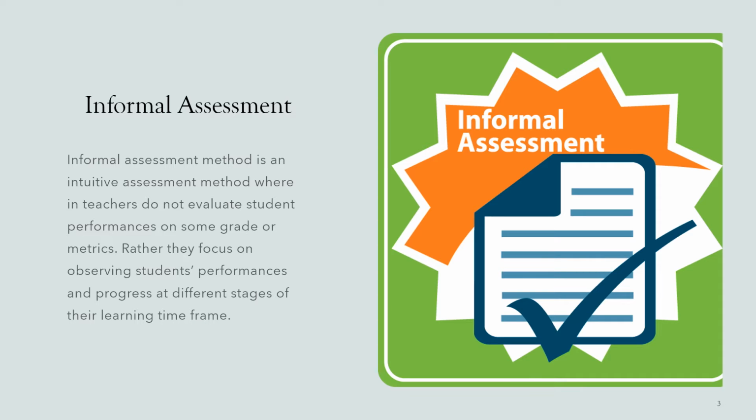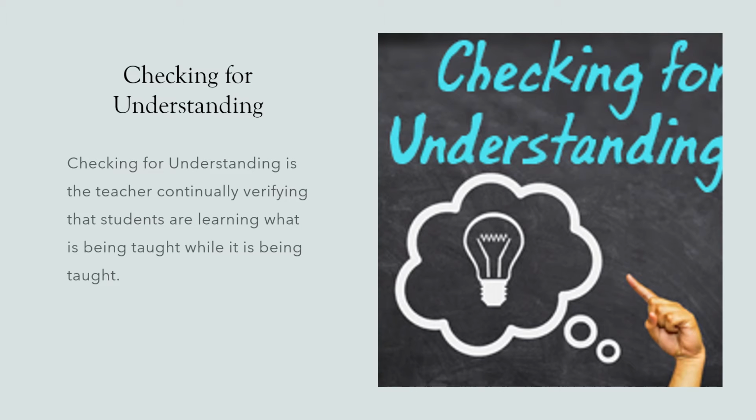Informal assessment. Informal assessment method is an intuitive assessment method wherein teachers do not evaluate student performance on some grade or metrics. Rather, they focus on observing students' performances and progress at different stages of their learning time frame. Checking for understanding. Checking for understanding is the teacher continually verifying that students are learning what is being taught while it is being taught.